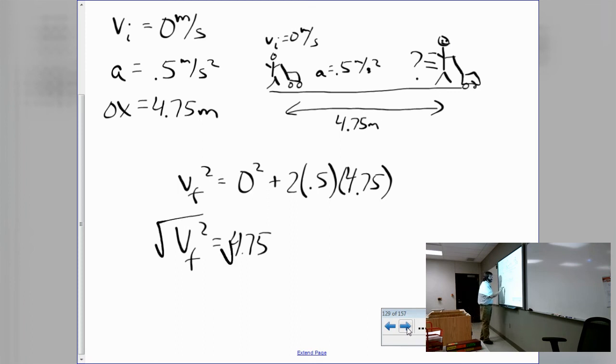But that is our final velocity squared, so we need to square root both sides. And when we square root 4.75, we get a velocity of 2.18. 2.18 meters per second is our final velocity.